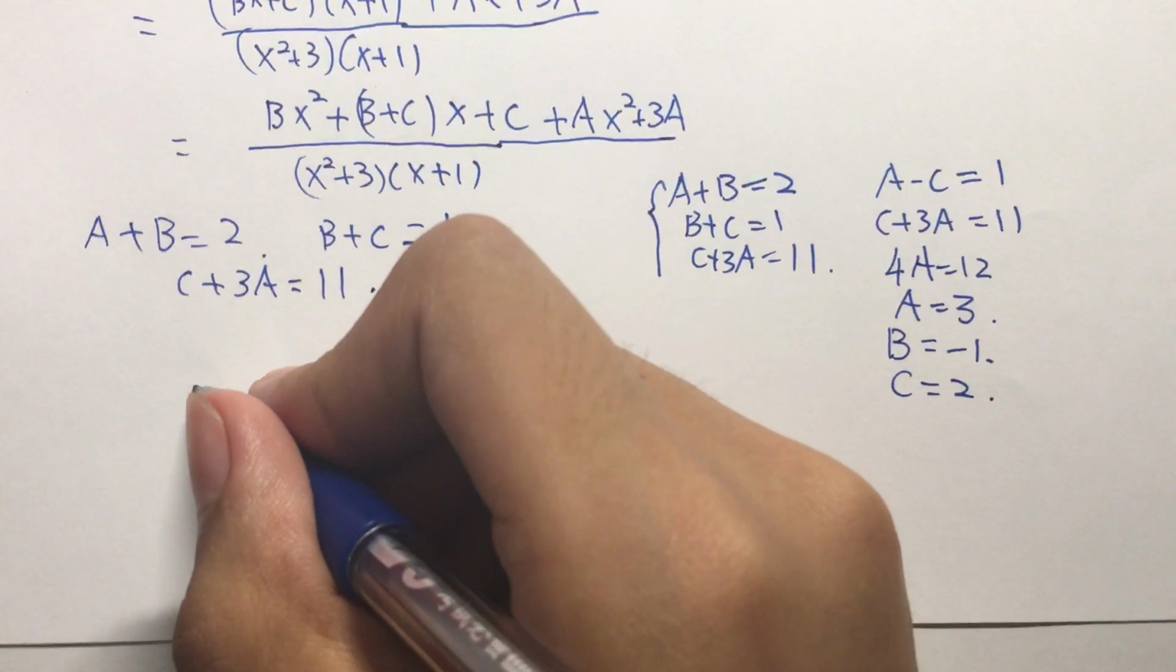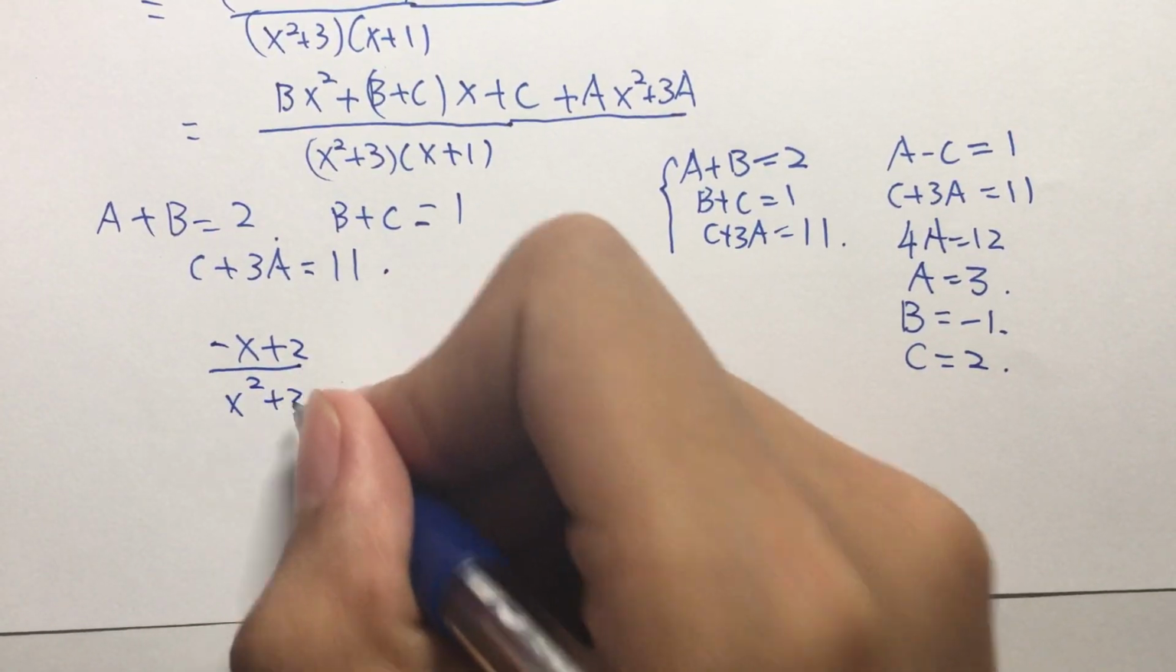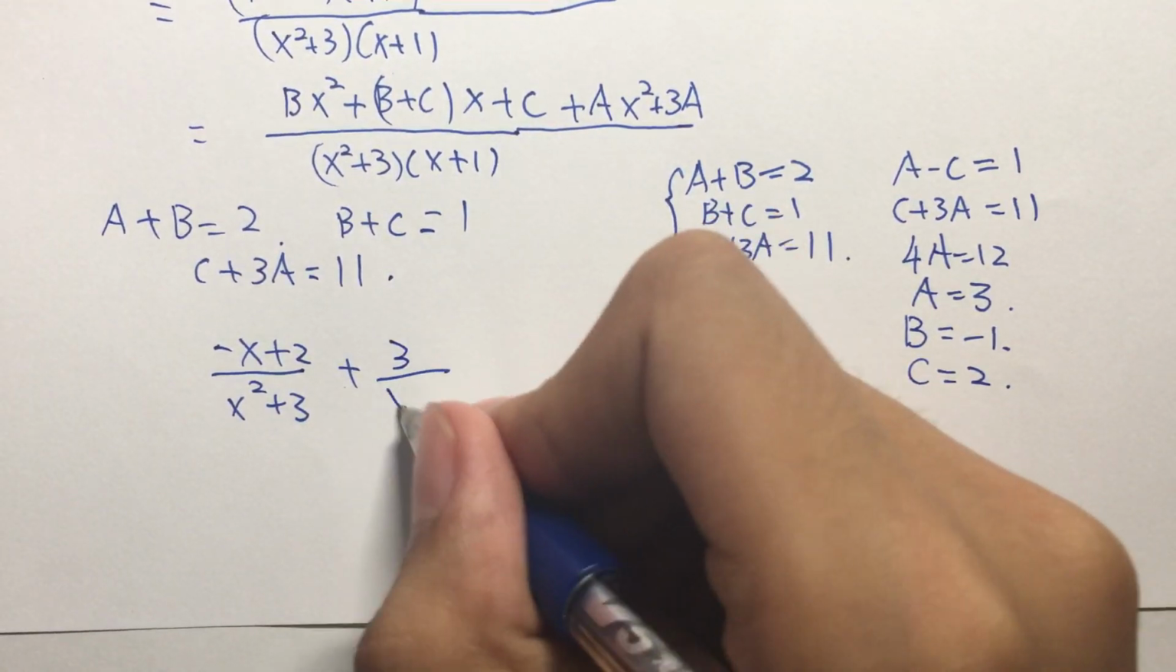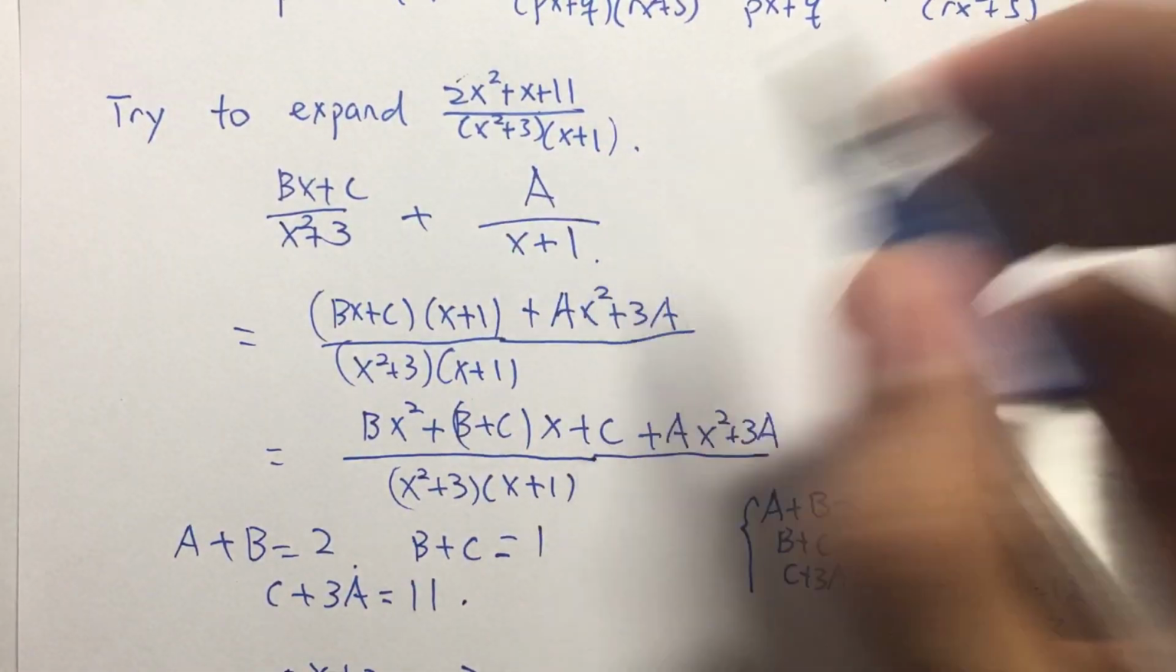So now we have negative x plus 2 over x squared plus 3 plus a, which is 3 plus 3 over x plus 1. So that is the answer for this.